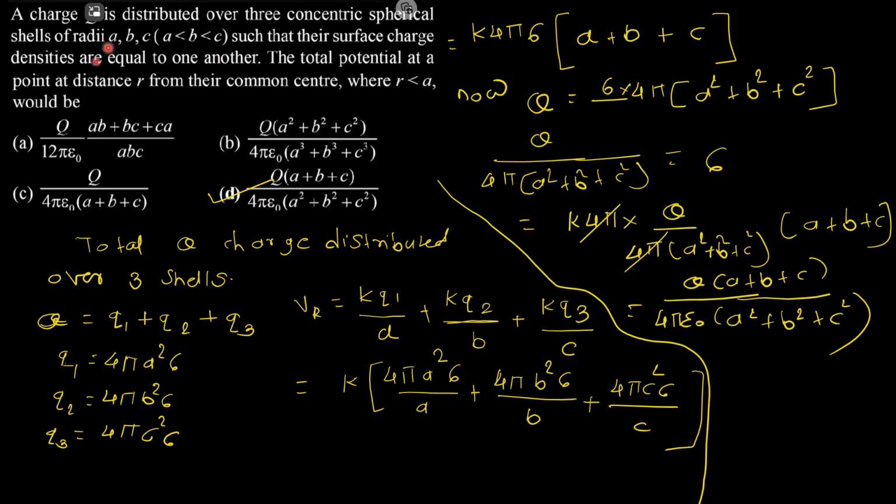Next, here the charge q is distributed over three concentric spherical shells of radius a, b, c such that their surface charge densities are equal to one another. The total potential at a point at a distance r from their common center, where r is less than a. So there is no diagram here.